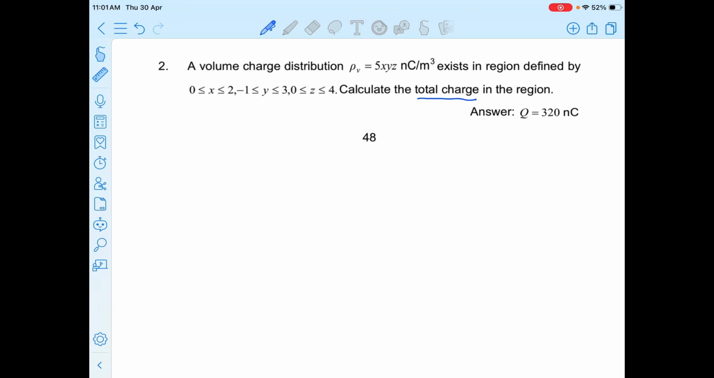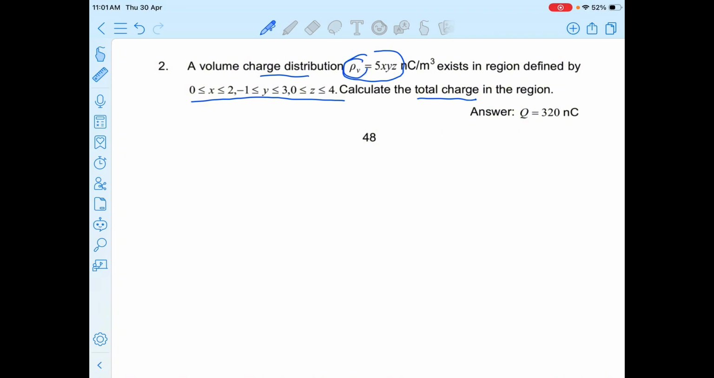In this video, I'm going to show you how to calculate the total charge when you have been given a charge distribution. You have a volume charge distribution, given as rho v = 5xyz nanocoulomb per meter cube. This charge distribution exists in the region defined by these dimensions, and you have to calculate the total charge in the region.